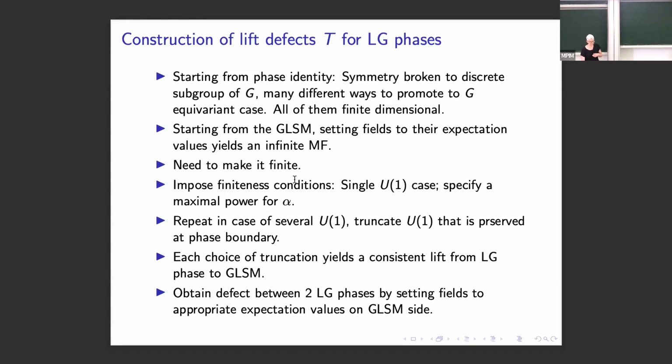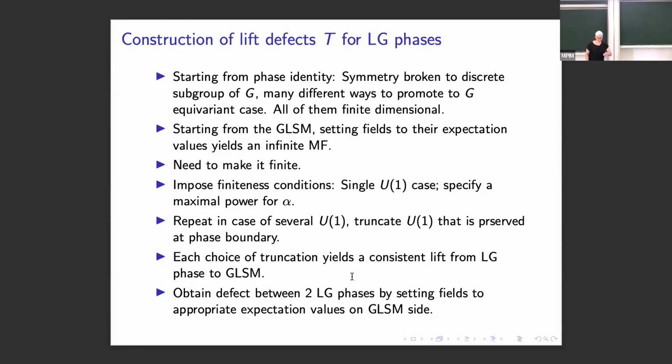And what we propose is to impose some finiteness condition. In the single U1 case, it means to just specify a maximal weight for alpha, so some maximal power that this alpha field can appear with. Just putting one limit makes it finite, in fact, because the relations are designed to do that. And then one can generalize this to several U1s in a more or less straightforward way.